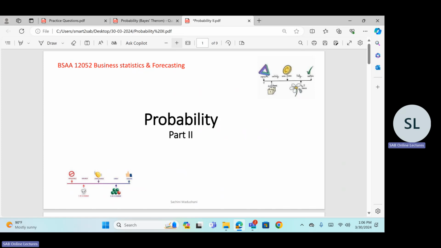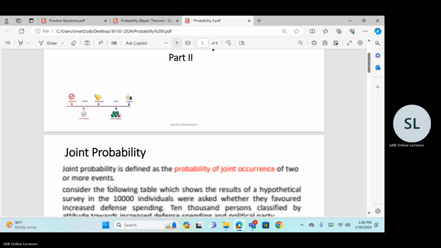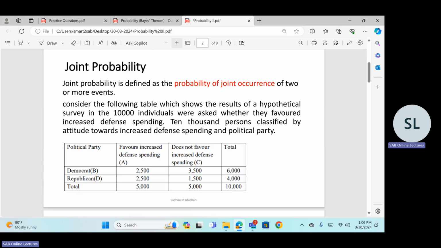Then the first one is joint probability. Okay, there are two concepts, joint and the marginal probability. Joint probability is defined as the joint occurrence of two or more events. Okay, this is the joint occurrence of two or more events.